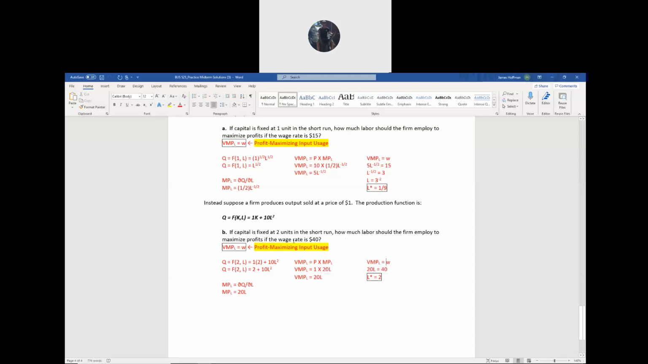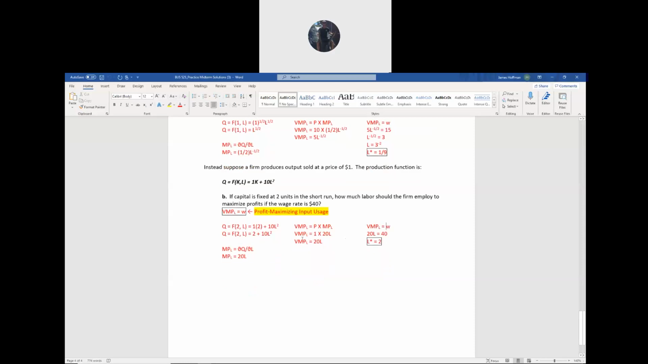Okay, now set the VMPL equal to W to get this condition, and then solve for L. So we want the condition where the VMPL equals W. The VMPL was 20L. The wage was given at 40. And this one comes out a lot easier. Just divide both sides by 20, and the optimal L is 2 units.